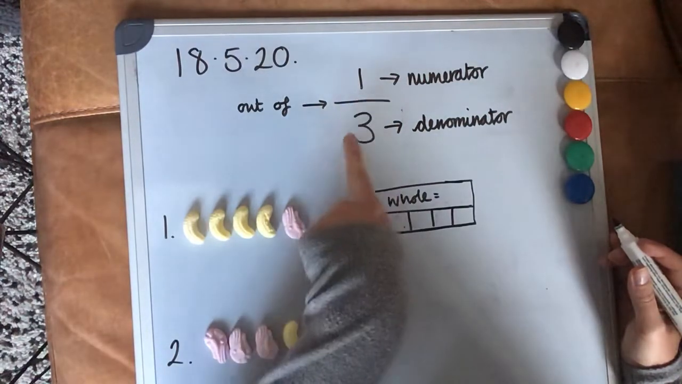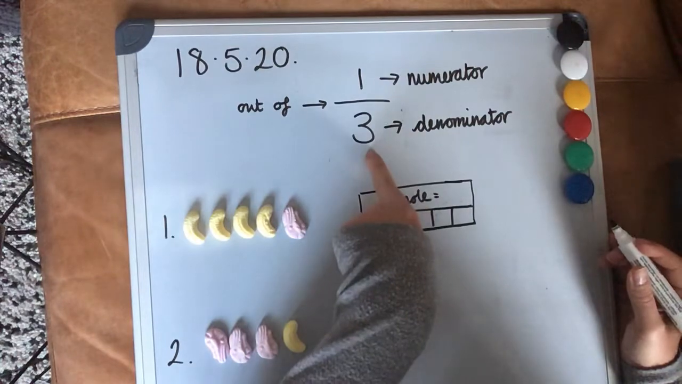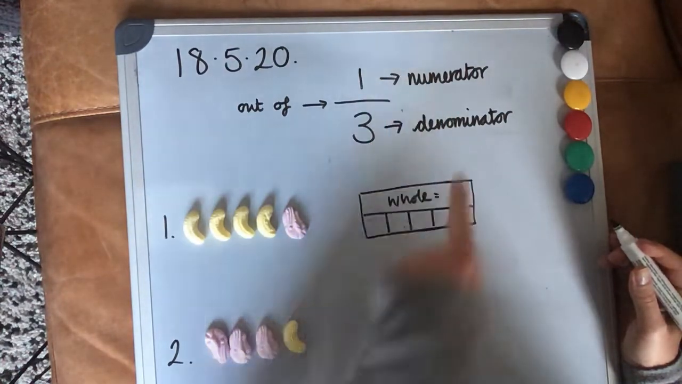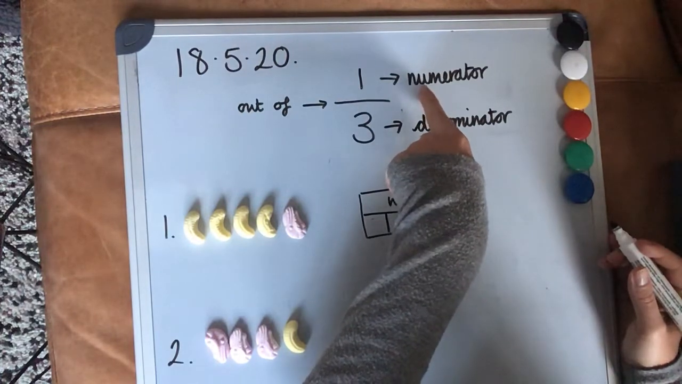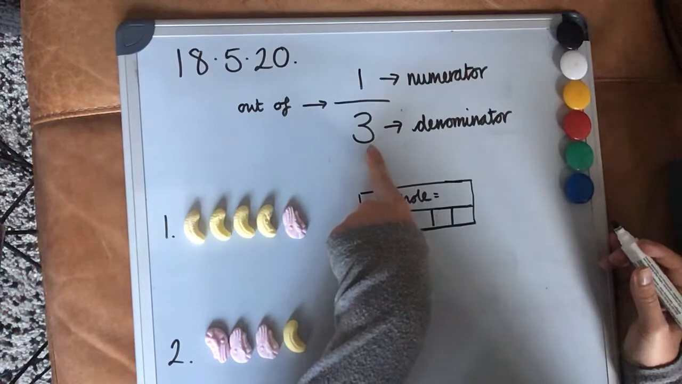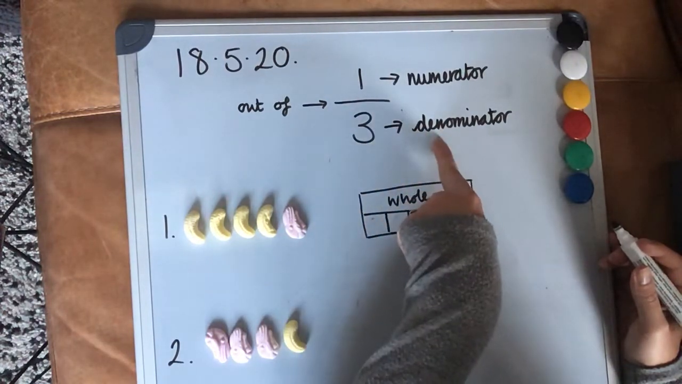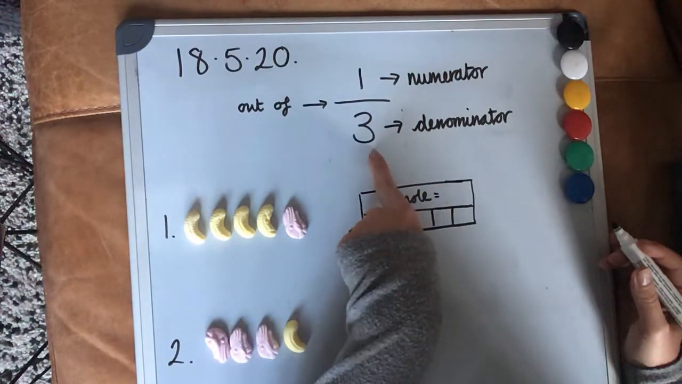So when we have a fraction, it looks like this. It has a number on the top, then it has a line and a number underneath. The number at the top's got a posh name. It's called the numerator, and this means the number of the parts that we're counting. Then there's a number at the bottom and the posh name is denominator, and that means the number of parts that we've got in total.